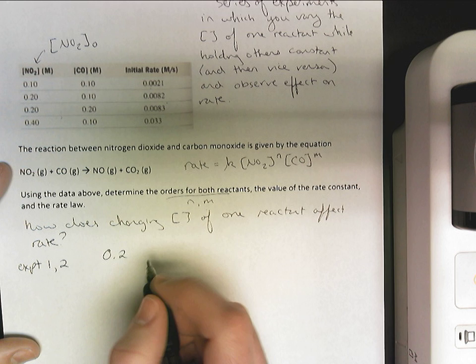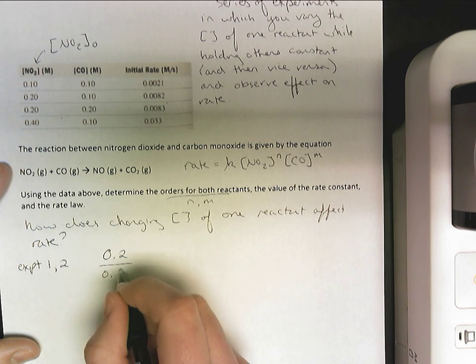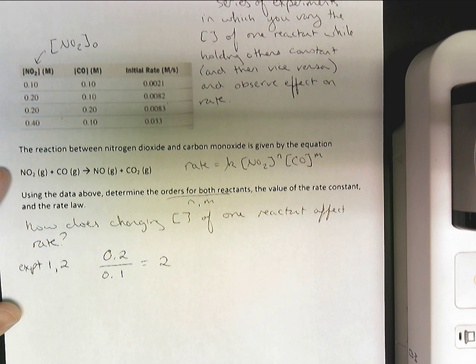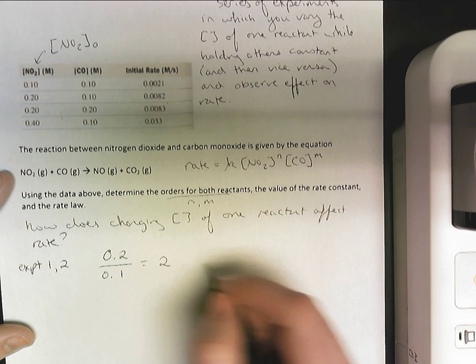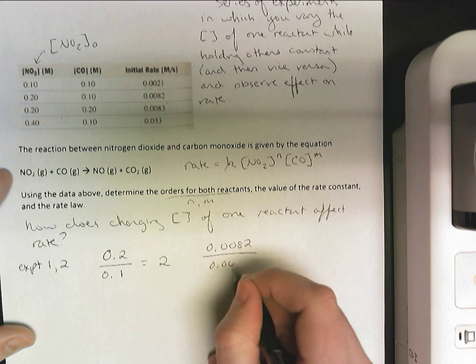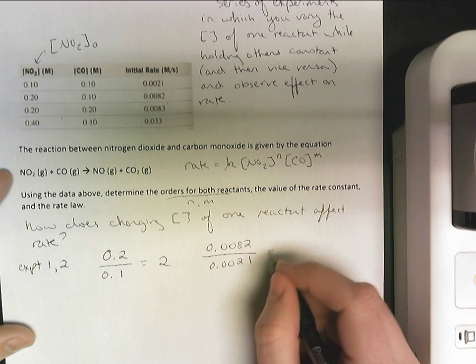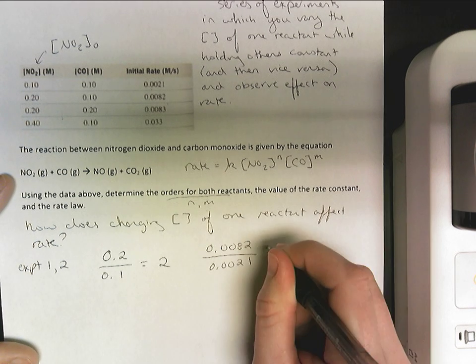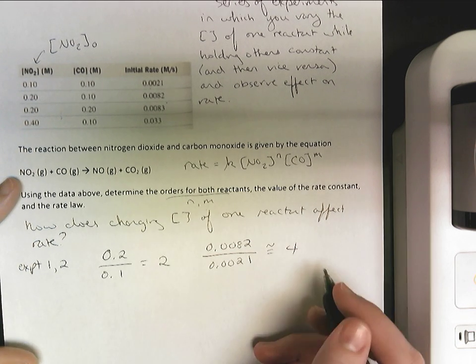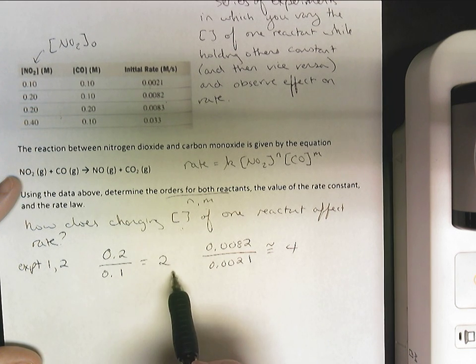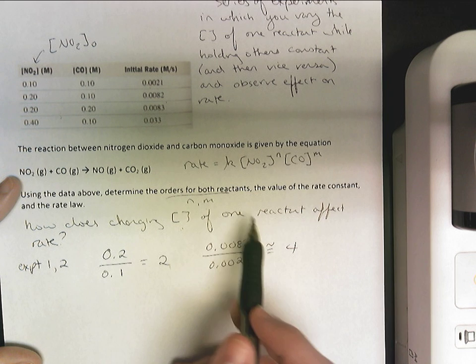So let's see. If I change the concentration of NO2 from 0.1 to 0.2, that means I've doubled the concentration. What happens to the rate? The rate quadruples, okay, roughly. Okay, what does that mean? Well, remember, the concentration of the reactant is going to be raised to a power.